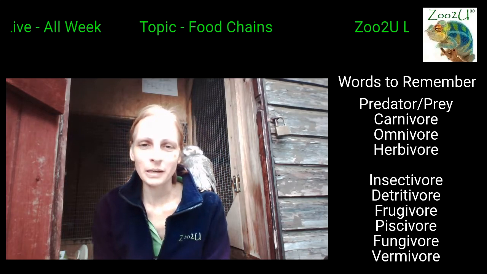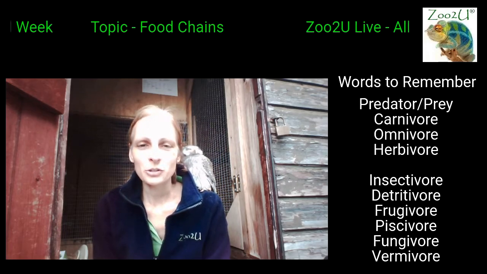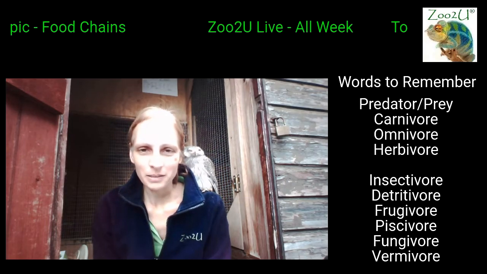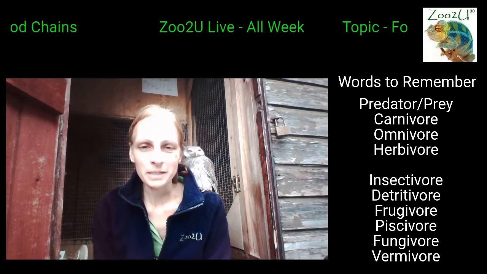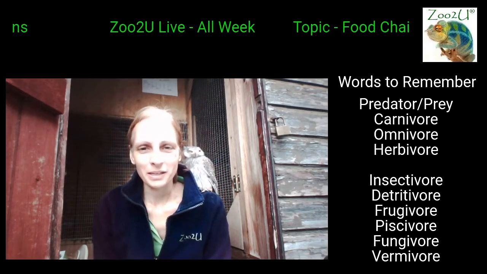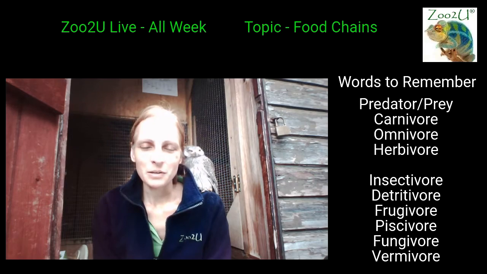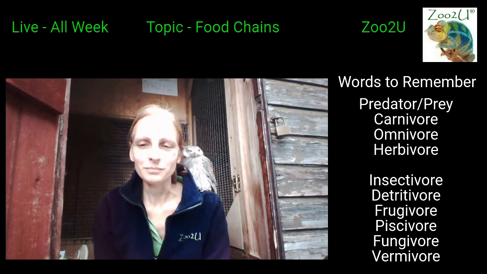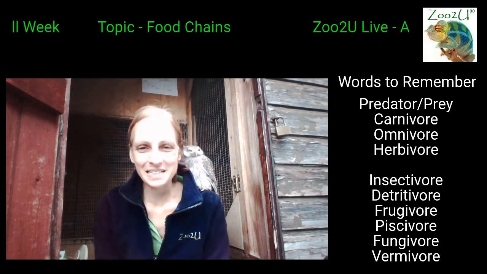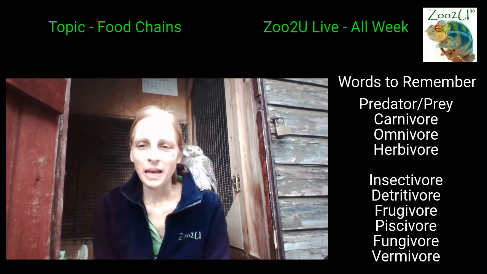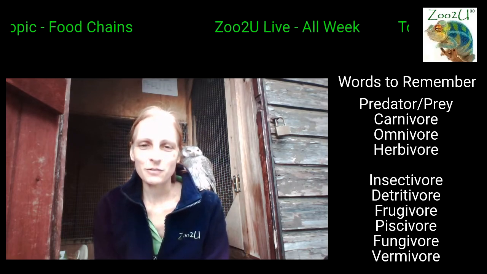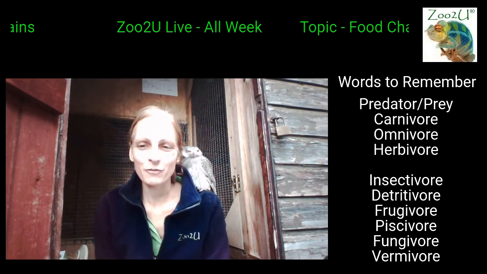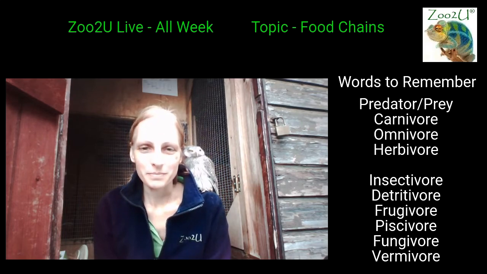So that could be manure, like the dung beetles. It could be anything. Some animals eat decaying meat. Some eat poo, and some eat fruit and plant material. All of it is decaying. So that's a detritivore. A frugivore. These creatures eat fruit. A piscivore. These ones eat fish. A fungivore. They eat the fungus. And a vermivore eats worms.